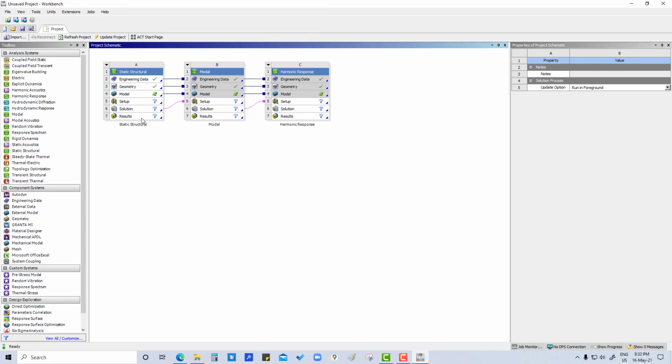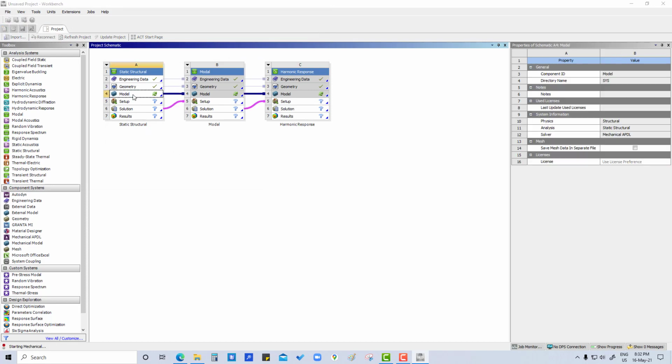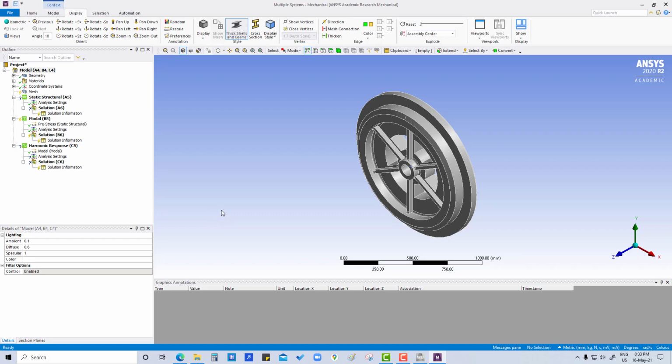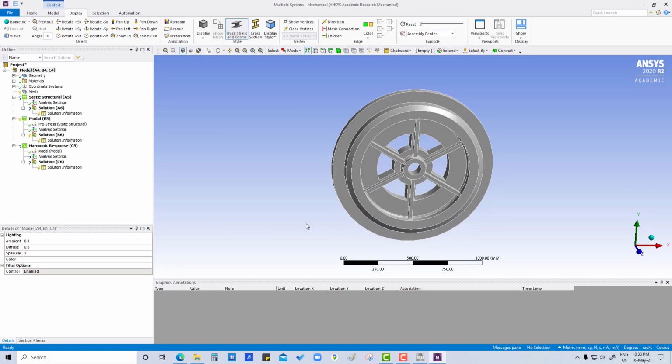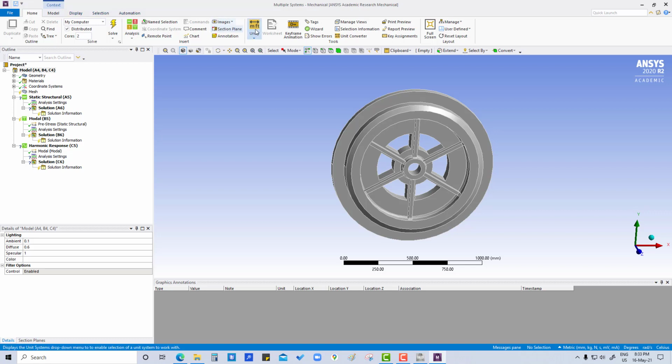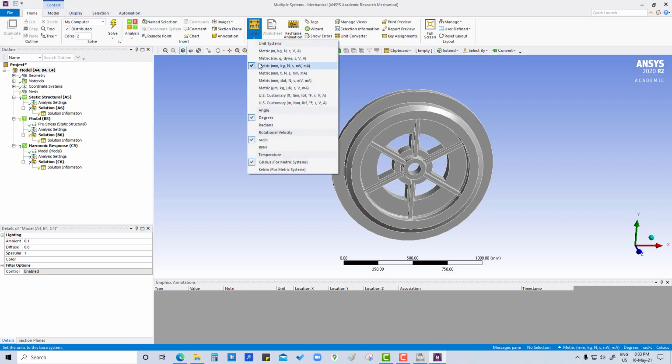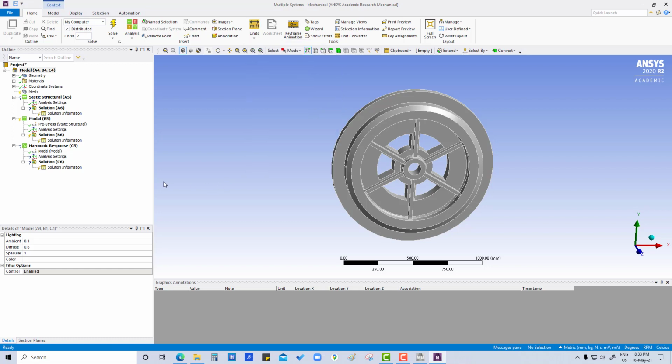So now we are going to double click on model. So this has been opened here, and we are going to check first the unit in metric, okay, angle in degree. And rotational velocity we are going to use in RPM, temperature in Celsius.